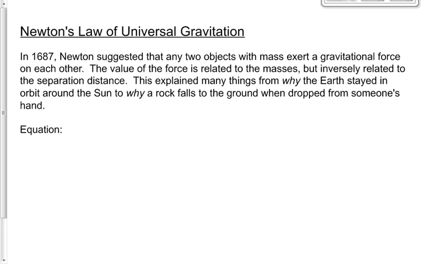Now, this seems to explain everything, right? We know everything now. It's 1687. We know how the Earth revolves around the sun. We know why it revolves around the sun. It's all good. Newton had a little secret, though.